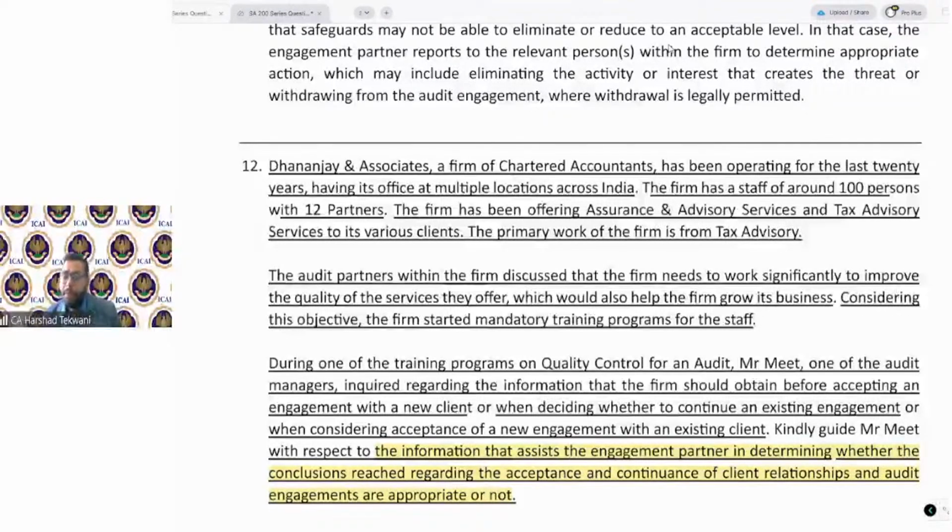Let's say, for example, what information I will go and ask from the client or gather throughout the engagement or from other sources to understand whether I should continue this engagement or whether I should accept this audit engagement or not. And that will help me in determining whether the conclusion reached of acceptance or continuance is correct or not, or is appropriate or not.